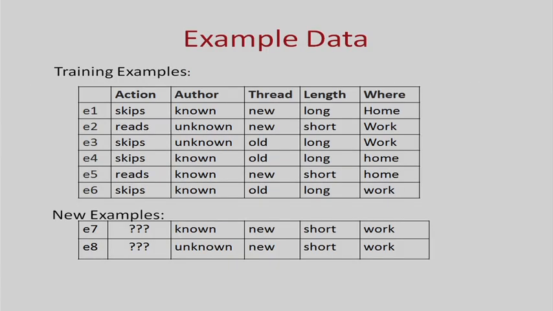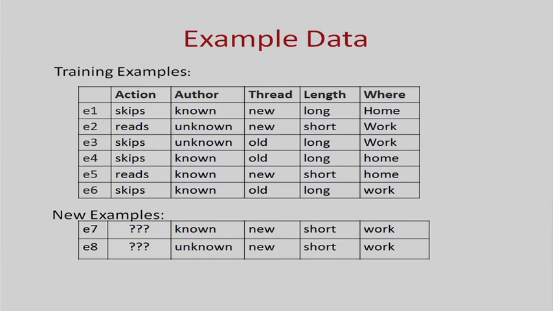Now, let us look at this table which shows sample training examples, and for these training examples you have 5 features: action, author, thread, length, where, and the different rows are the different instances. So, instance E1 says action is skips, author is known, thread is new, length is long, and the person is at home. Right? So, these are the different instances.